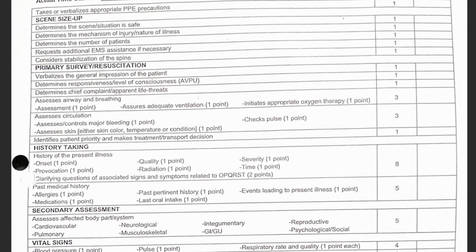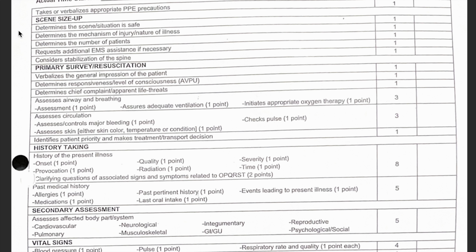The first thing is going to be takes or verbalizes appropriate PPE precautions, personal protective equipment. So things like your gloves, your gown, your surgical mask, your N95 mask, your goggles, face shield, things like that. Just depending on your scenario or your dispatch information, you'll have to decide what you think you might need for that particular call. And in real life, your PPE should be something that you have on or getting on before you get out the ambulance or before you even touch a patient.